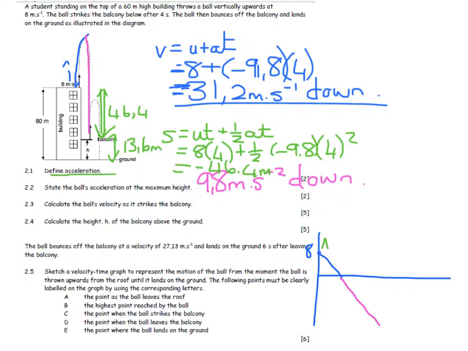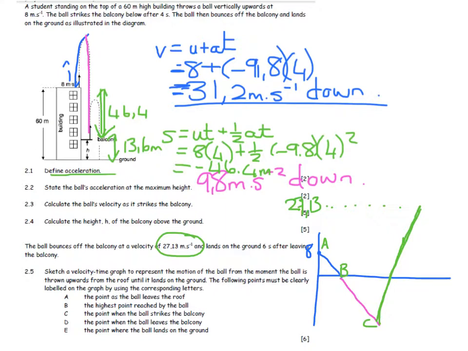I do know that I started at A, the point where the ball left the roof. The highest point of the ball was B. The point where it strikes the balcony is C. Then we are going to get the bounce itself, and that is going to be at a slight angle going up. And what is important is that it bounces off the balcony at 27,13. So I need to go quite a lot higher than 8. I need to go to 27,13. I've made it a bit too steep over here, but anyway, there you go.